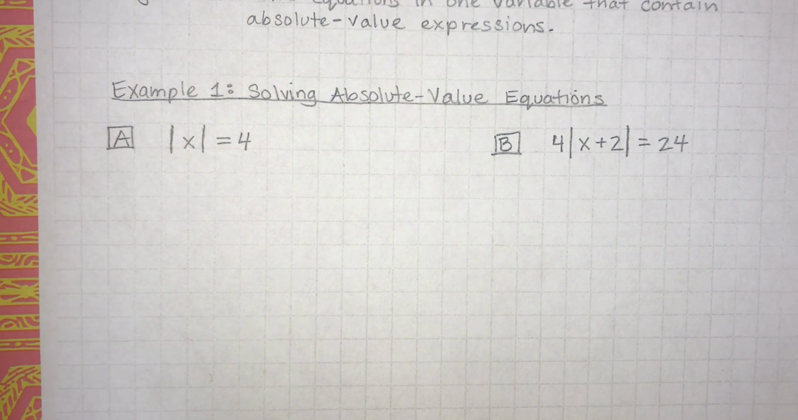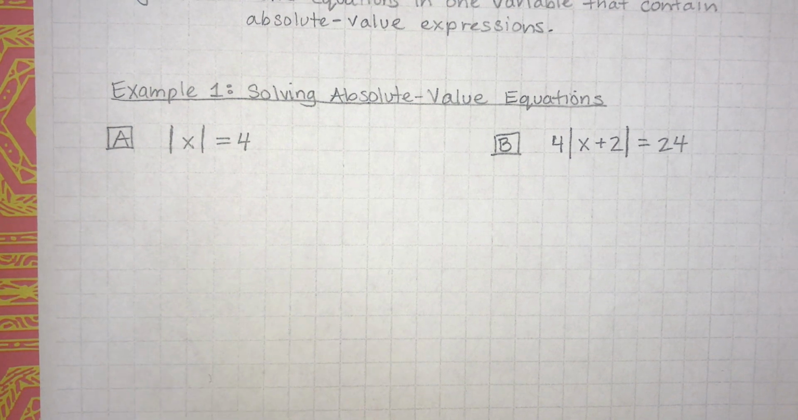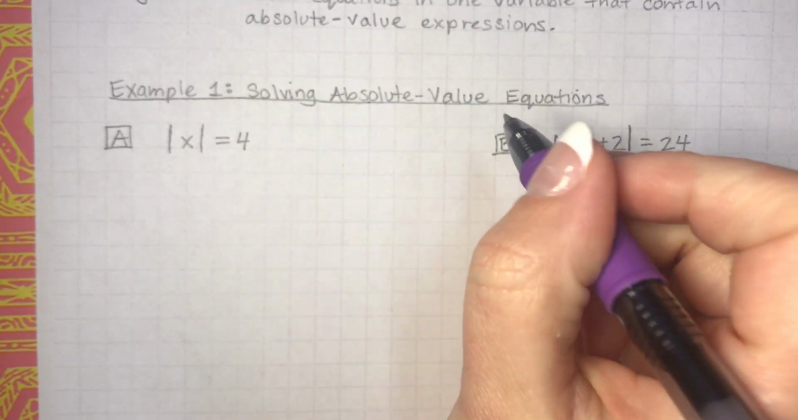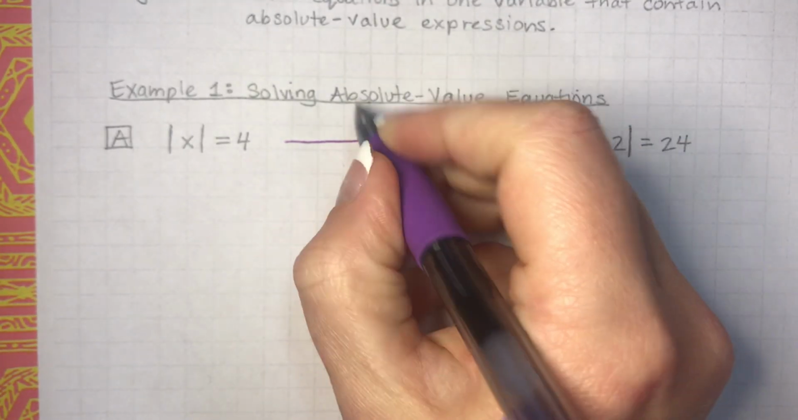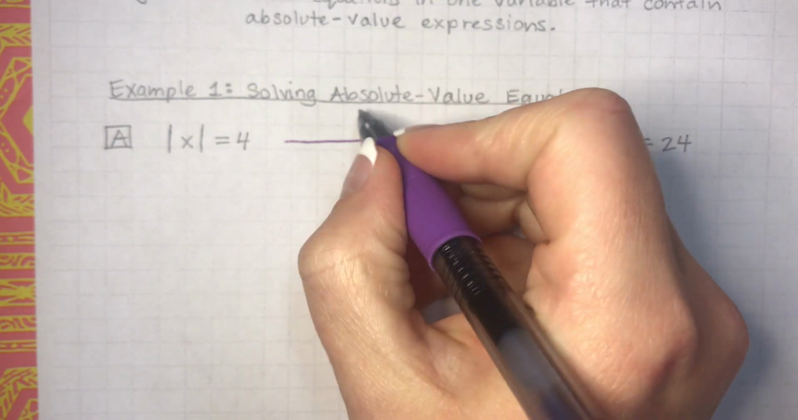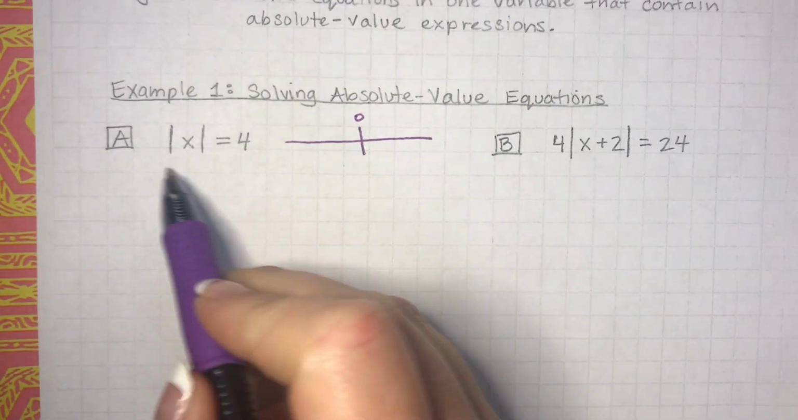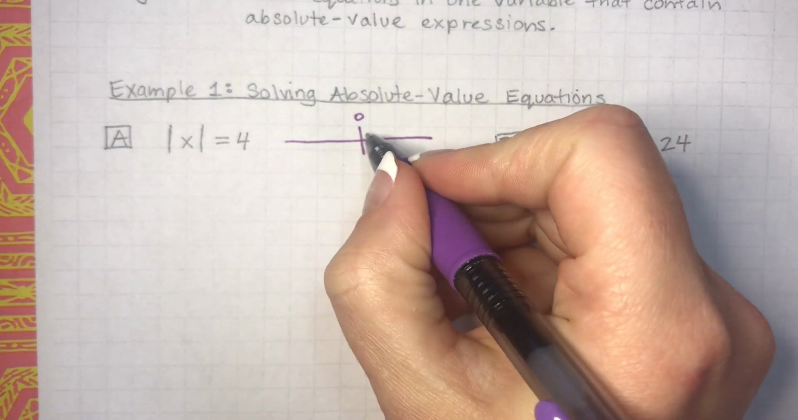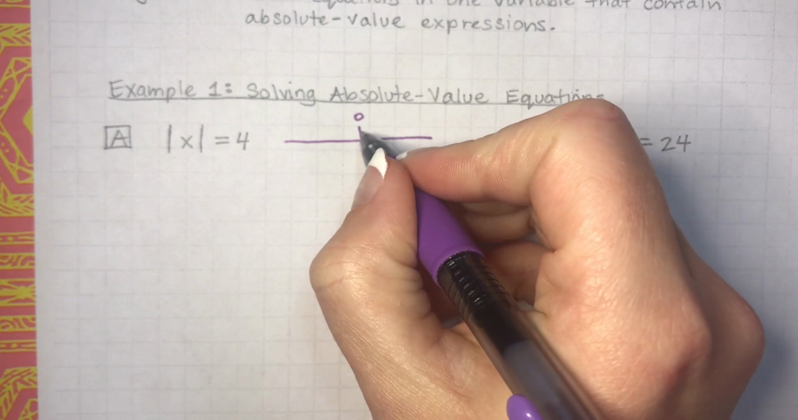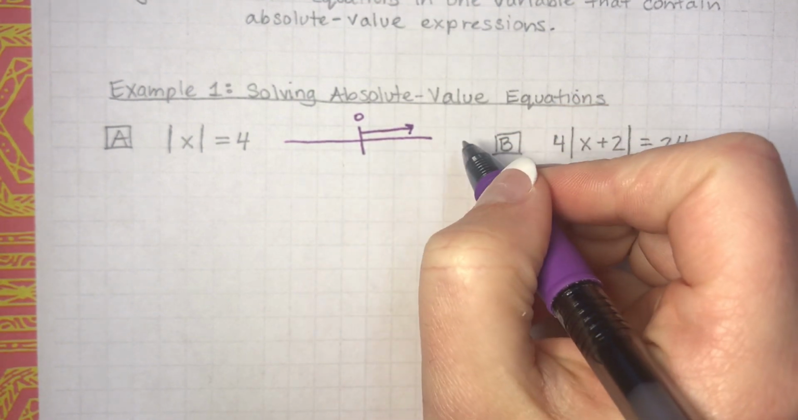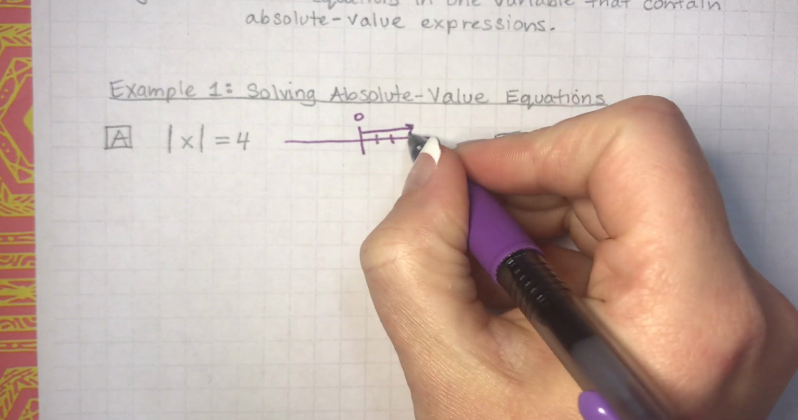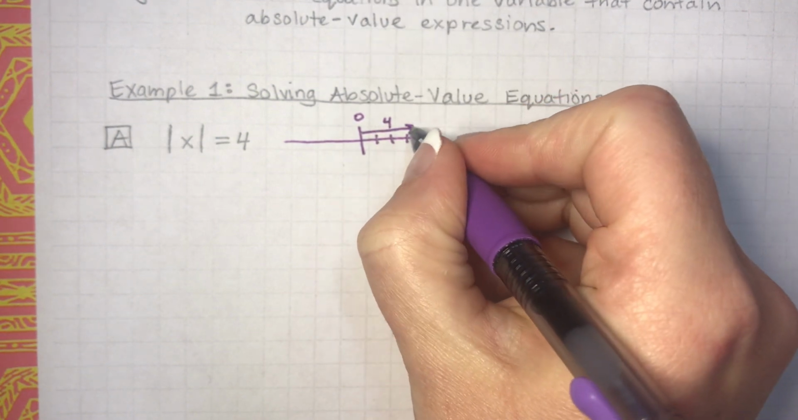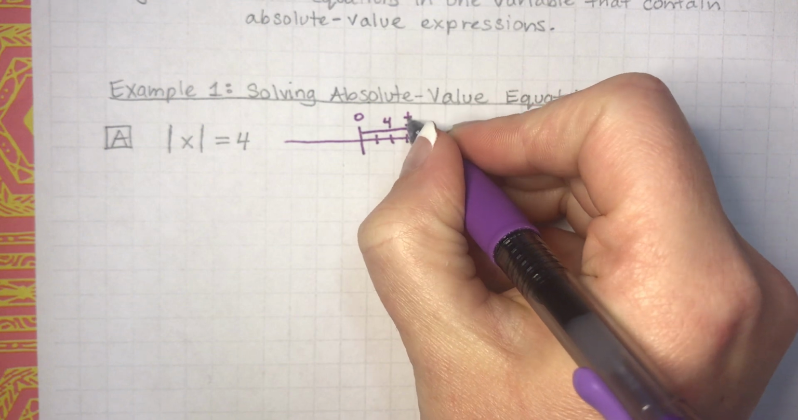So we have A here. Now whenever we're dealing with absolute value, we need to understand that absolute value is talking about the distance away from 0. So here, what this is saying is the distance is 4. Well, if you're at 0, you can go a distance of 4 this way, right? Which would give you 1, 2, 3, 4. So distance 4 that way. That would give you positive 4.